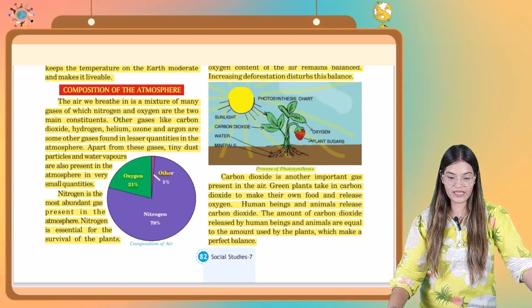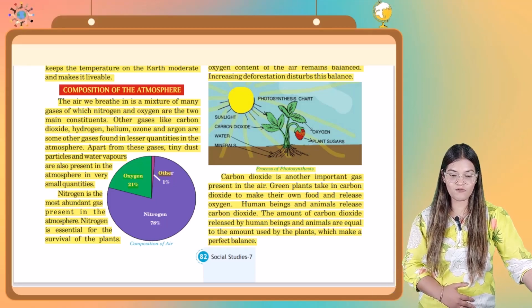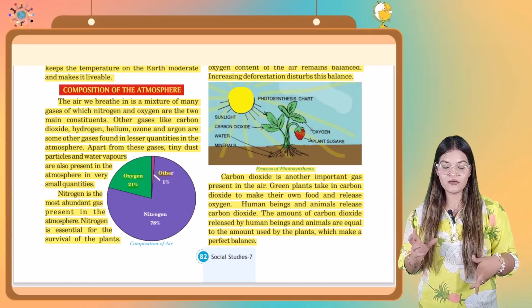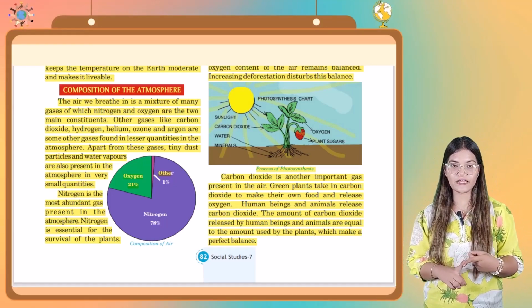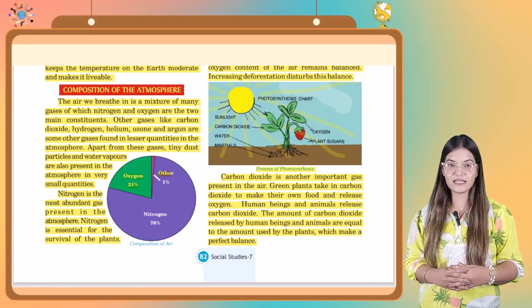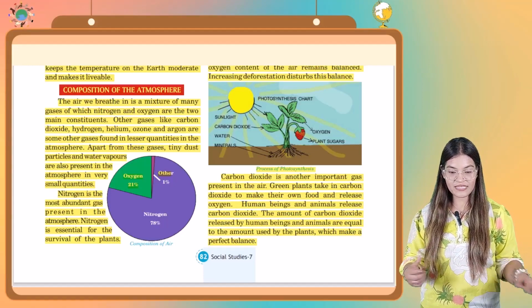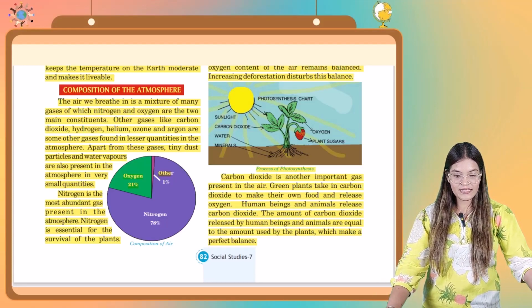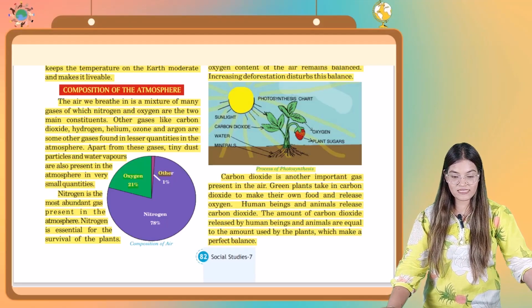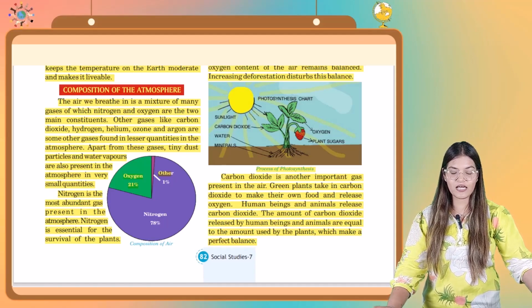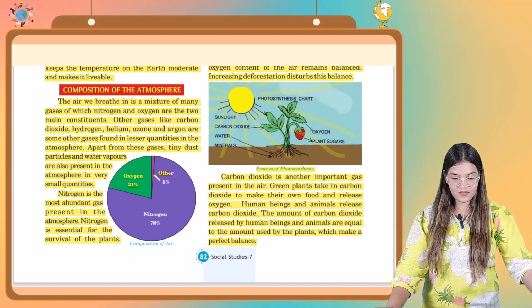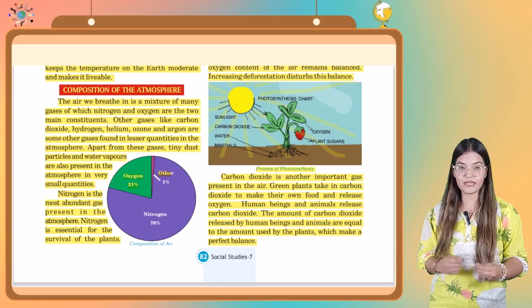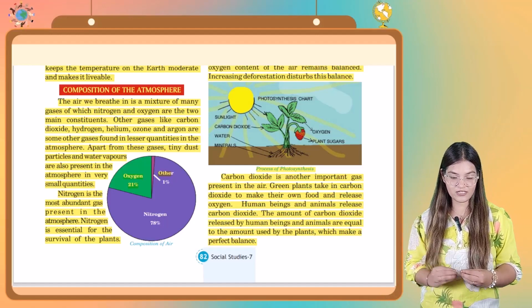Composition of the atmosphere. The air we breathe is a mixture of many gases, of which nitrogen and oxygen are the two main constituents. Okay, what we breathe is a mixture of two gases. First is nitrogen and second is oxygen. Other gases like carbon dioxide, hydrogen, helium, ozone, and argon are some other gases found in lesser quantities in the atmosphere. Apart from these gases, tiny dust particles and water vapors are also present in the atmosphere in very small quantities. So water vapor is present in our environment, in our atmosphere, in small quantities.